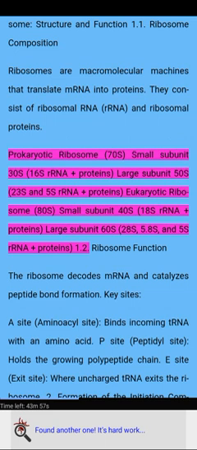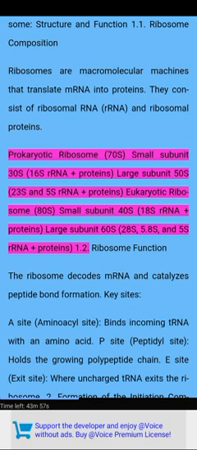Prokaryotic ribosome, 70S: small subunit 30S, 16S rRNA plus proteins; large subunit 50S, 23S and 5S rRNA plus proteins. Eukaryotic ribosome, 80S: small subunit 40S, 18S rRNA plus proteins; large subunit 60S, 28S, 5.8S, and 5S rRNA plus proteins.